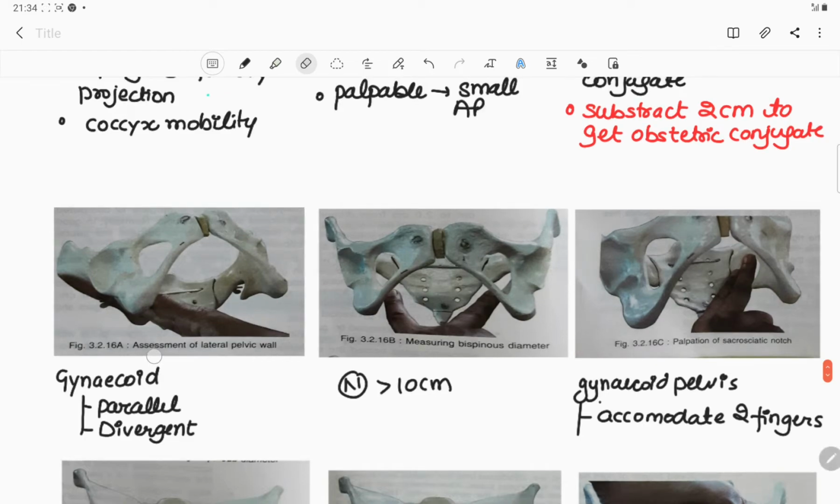Fourth, we will assess the lateral pelvic walls. They can be parallel, divergent or convergent. Then measuring the bispinous diameter by the index and middle finger, normally is more than 10 centimeter. Then we will palpate the sacrosciatic notch, and it normally accommodates 2 fingers.